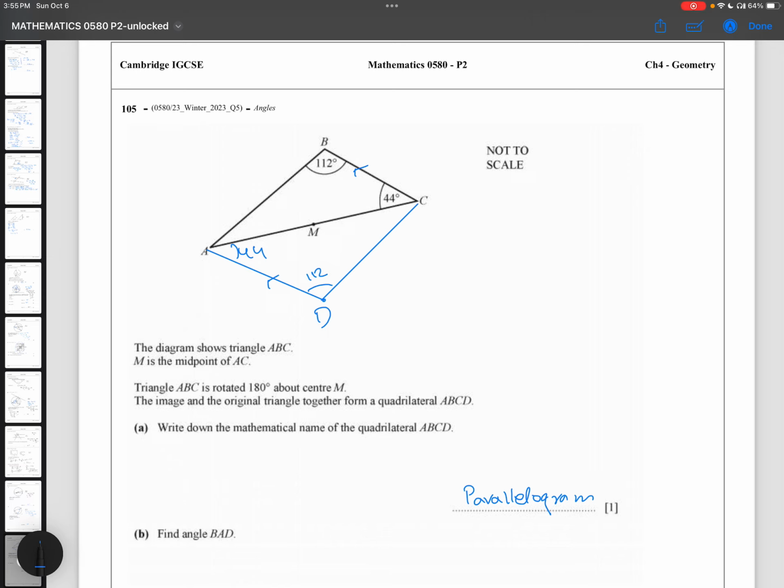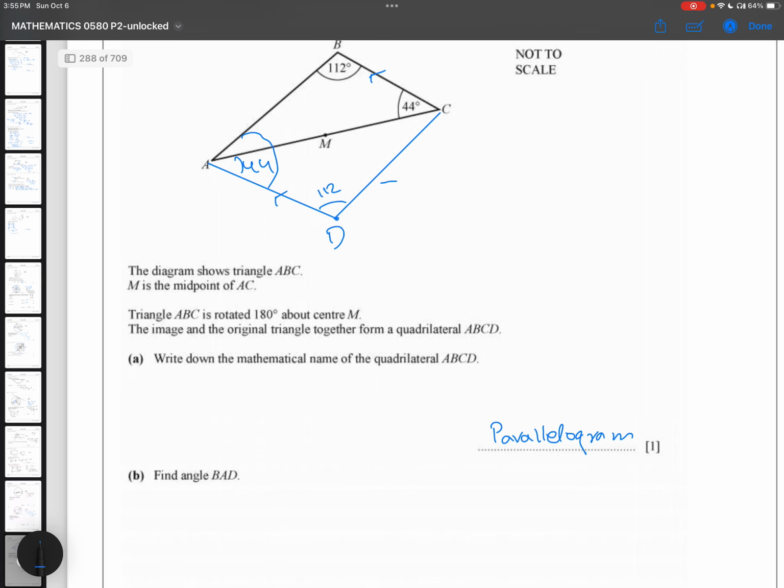It says find angle BAD. We need to find this angle, this complete angle BAD. This is a parallelogram. Their opposite angles are equal, right? So 112 plus this angle BAD, let's name it X, plus X plus 112. This angle BAD is opposite to this angle DCB. So this whole will also be equal to 112 plus X plus X plus 112 is equal to 360.